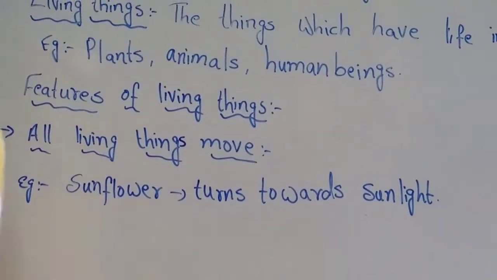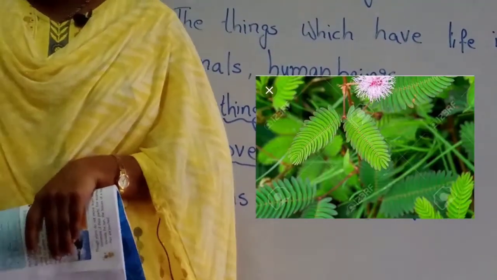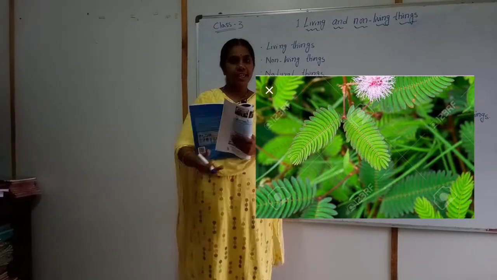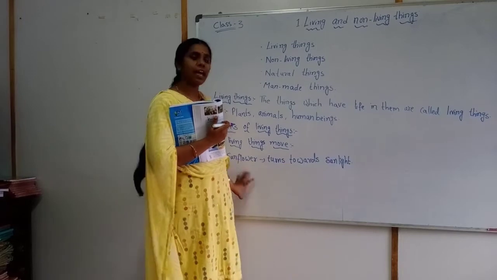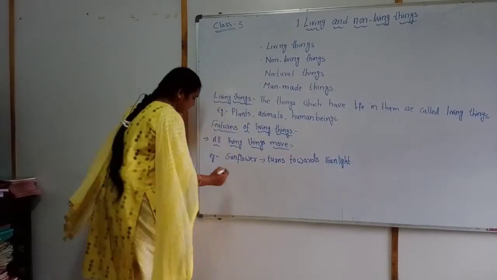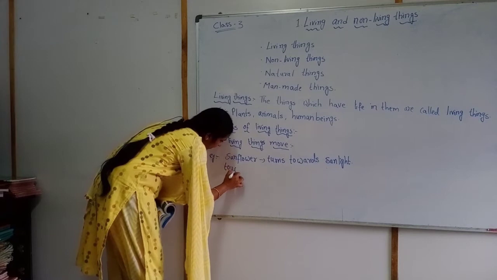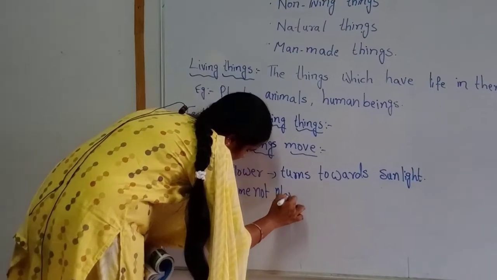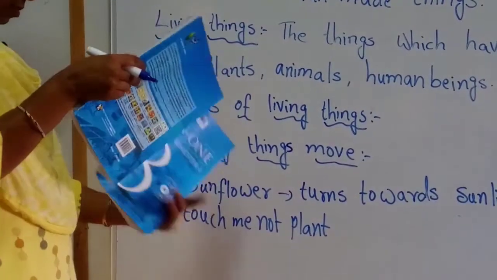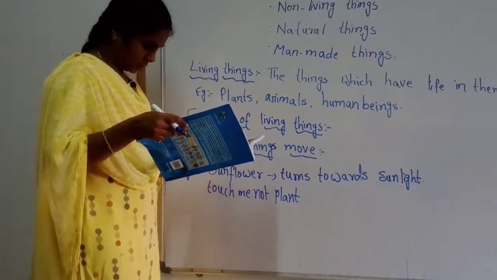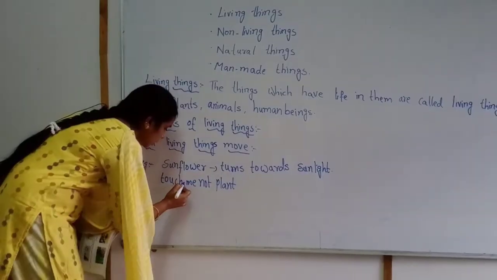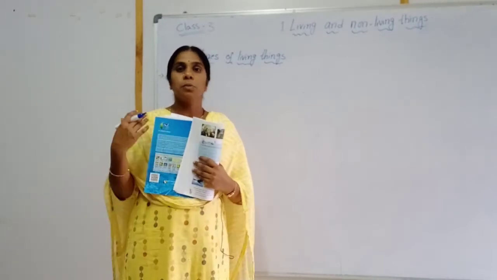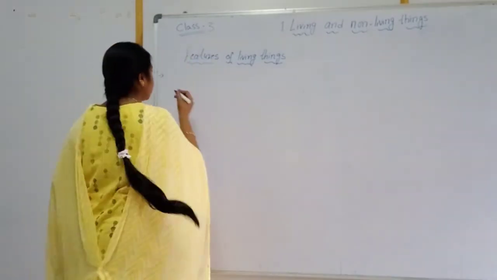And have you ever seen touch me not plant? When we touch that plant, it closes. These are the examples of plants: sunflower and the touch me not plant. First one is all living things move, and the second one is all living things grow.